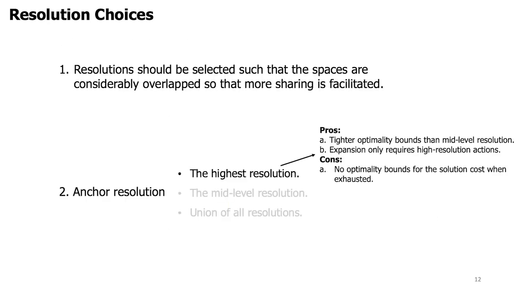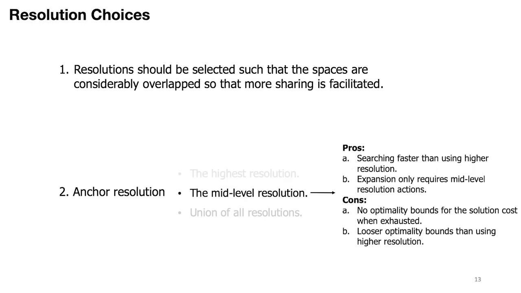Then, how do we select the resolutions for anchor search? There are 3 types of choices. The first is using the highest resolution. It can provide a tighter optimality bound than mid-level resolutions, because the optimal solution on the higher resolution map is more similar to the real optimal solution. Also, in the anchor search, we only consider the set of actions that could be used in high resolution space. However, when the anchor space is exhausted, there will not be any bounds for the solution found later.